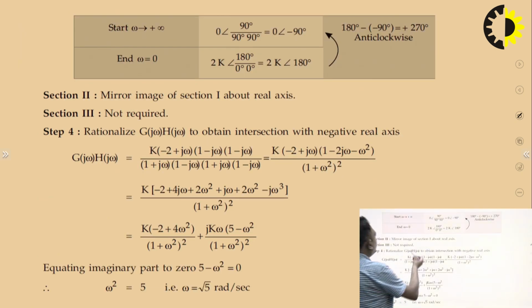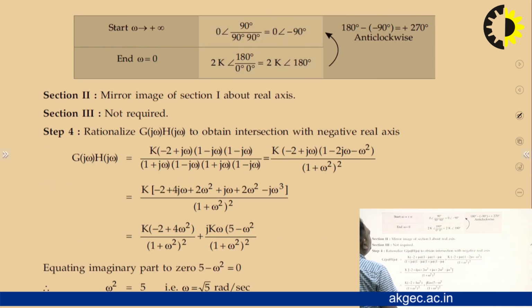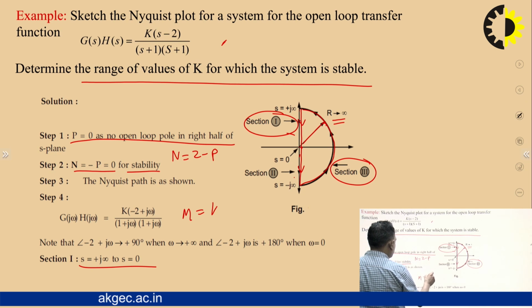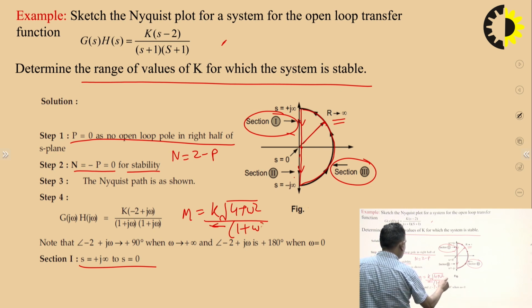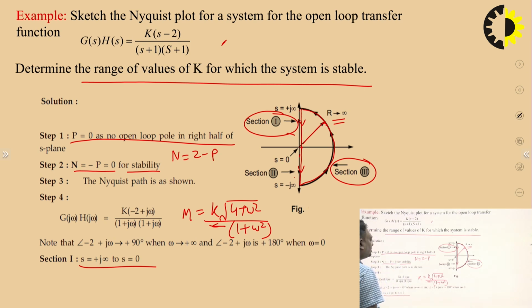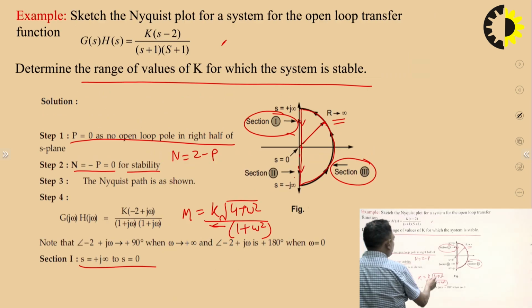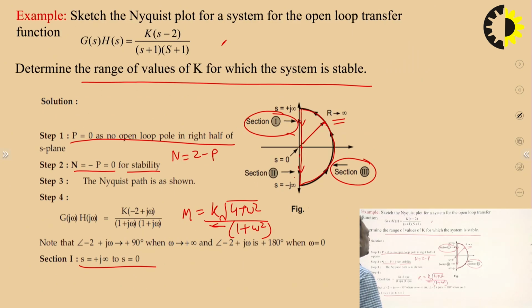We will find out the magnitude. When you put s equals to j omega here, the magnitude becomes the square root of 4 plus omega square upon 1 plus omega square, times k. So when omega tends to infinity, it will become 0. And when omega equals to 0, it will become 2k, as you can see from here.